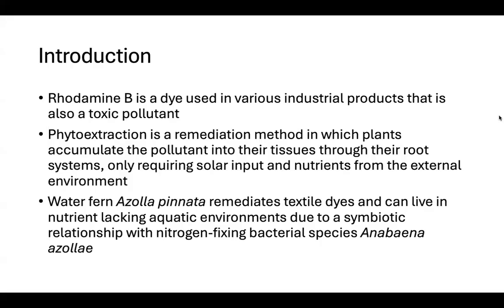The water fern Azolla pinnata remediates textile dye pollutants and can live in nutrient-lacking aquatic environments due to a symbiotic relationship with the nitrogen-fixing bacterial species Anabaena azolae, making this fern a good candidate for rhodamine B phytoextraction.